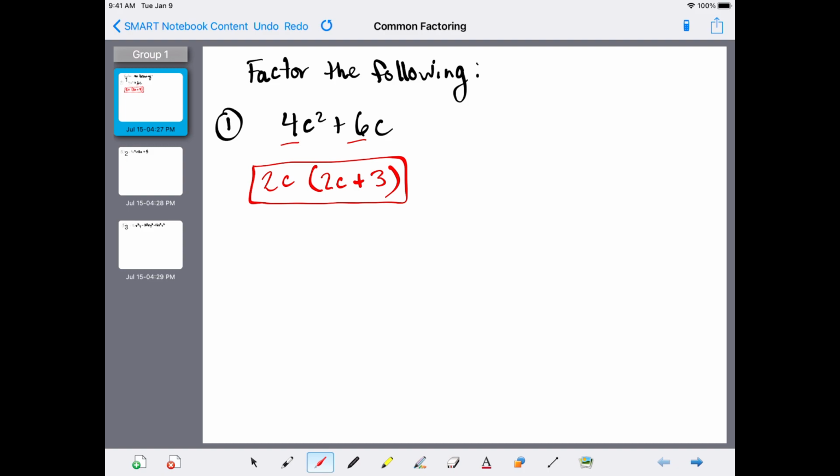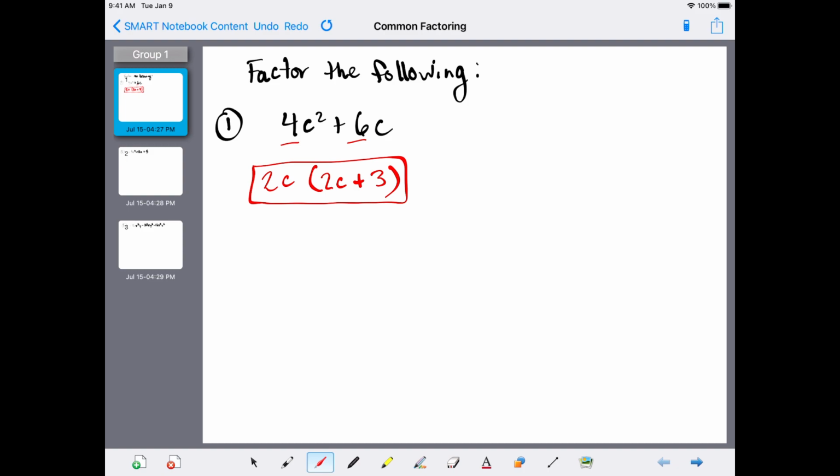Okay, and we're finished. You can check to see if it's right. All you need to do is expand it out, which is what we did in the last video, basically the opposite of factoring, and I mentioned that it would be useful in checking your answers. So if you did 2c times 2c, you get 4c squared, and then 2c multiplied by 3 gives you plus 6c. So we indeed did it correctly.